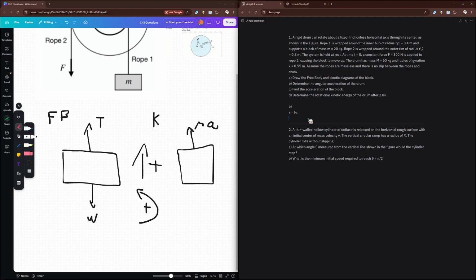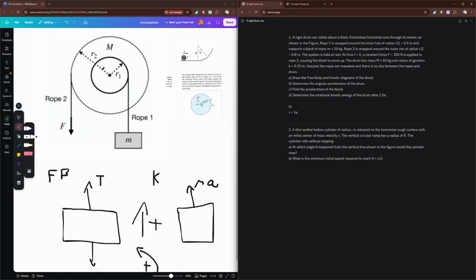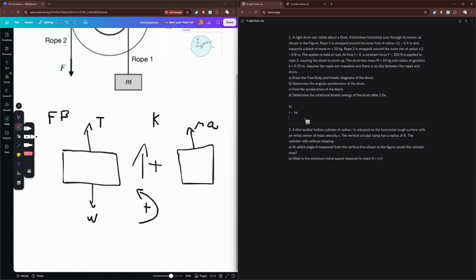So anyways, as I was saying, we're taking the moment around the center here, right? So we have one moment caused by this rope. And what force is on this rope? Well, it's tension, and tension is acting in this direction, right? And we have one force here, F, which is acting in this direction, so counterclockwise. So for our sum of torques, we have I alpha is equal to F R2 minus T R1, right?